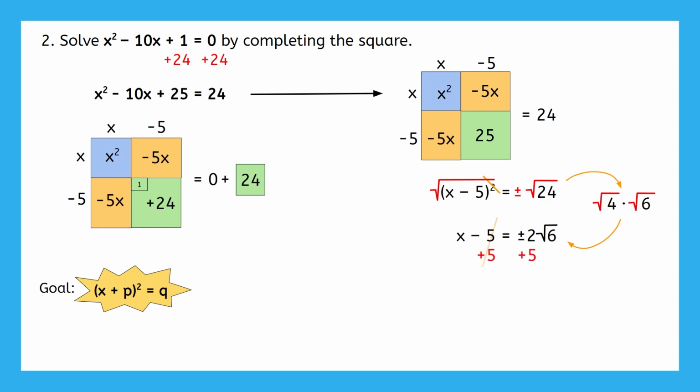Finally, let's add 5 on both sides. We can't combine 5 with the radical, so we leave it on the side. Mathematicians would put that 5 in front of the plus minus, since that's considered proper math grammar.